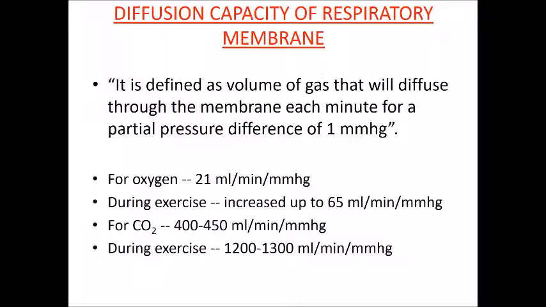Now what about carbon dioxide? As we all know, it has more diffusion coefficient. So carbon dioxide diffusion capacity is 400 to 450 ml per minute per mmHg. Compare it with the oxygen, because of more diffusion coefficient. And again during exercise it will become 3 times, 1200 to 1300 ml per minute per millimeter of mercury.